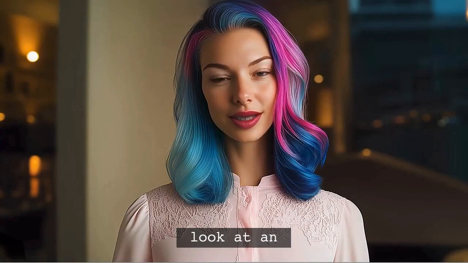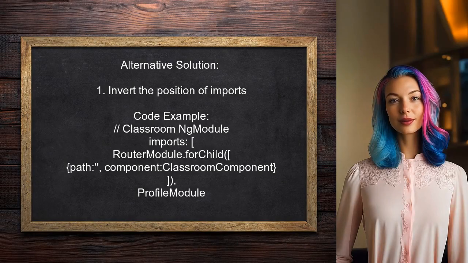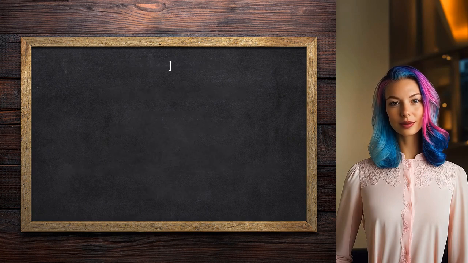Let's take a look at an answer from another user. An alternative solution provided by another user suggests inverting the position of the imports in the classroom module. By placing the router module configuration before the profile module import, you can prevent the profile component from being displayed when navigating to the classroom route.